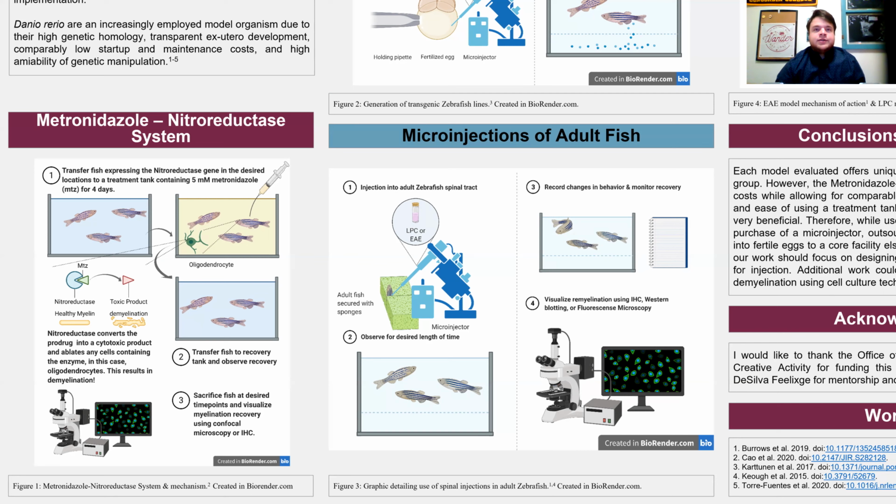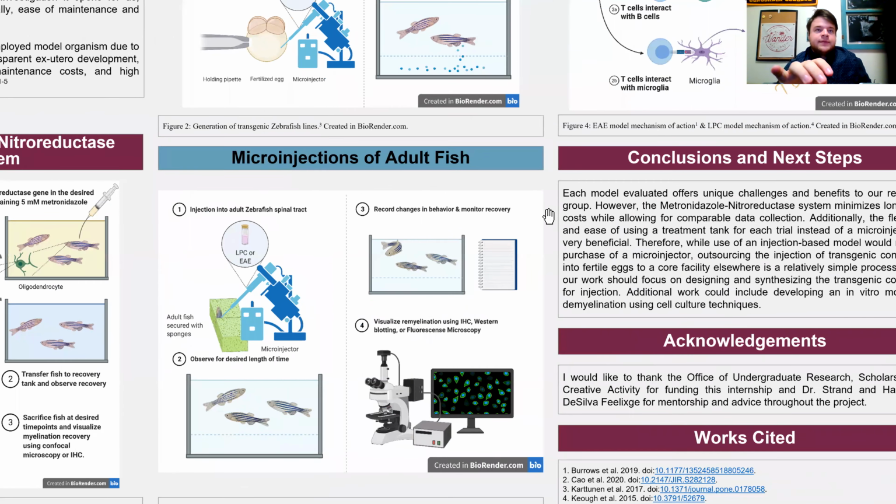It'll be secured with these sponges like we see in the graphic here, and then the microinjector will put in our toxin. Then we'll move it to a recovery tank and watch how the fish responds behaviorally, and also using immunohistochemistry, Western blotting, or fluorescence microscopy, which would require sacrificing the fish, but would give us more direct knowledge of how the myelin's changing. So I mentioned LPC or EAE.